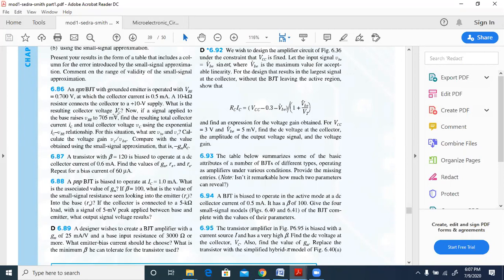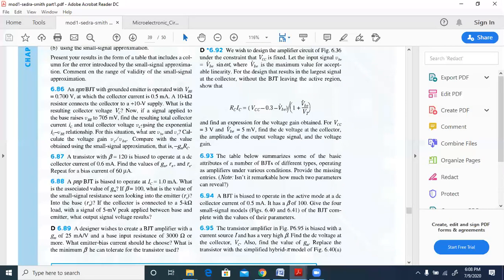So for that value of the small v with a small be, find the resulting total collector current IC. This is the total collector current. When we say total collector current, please remember that it is the sum of the DC as well as the AC. And the total collector voltage, we see again, this is the sum of the DC plus the AC. So biasing plus the signal due to the input.